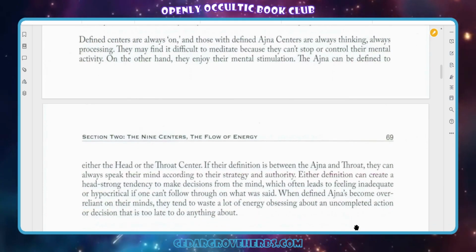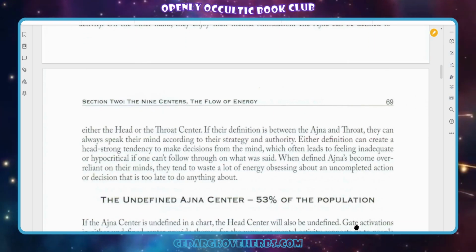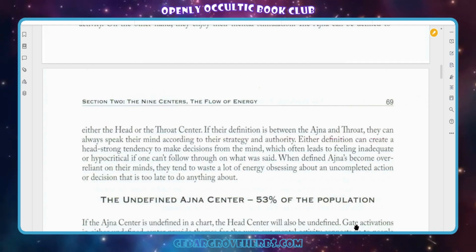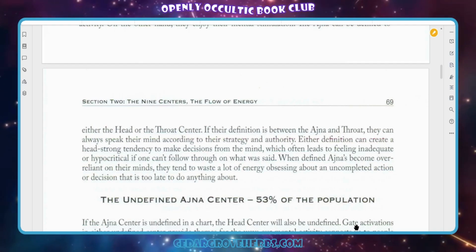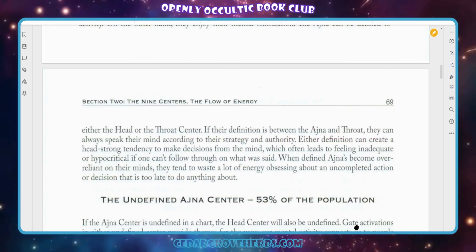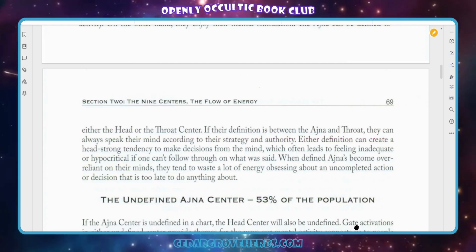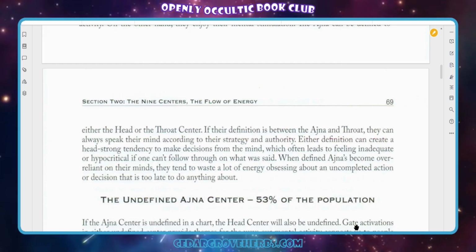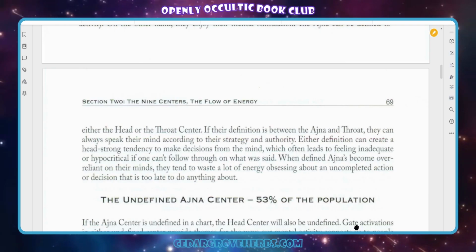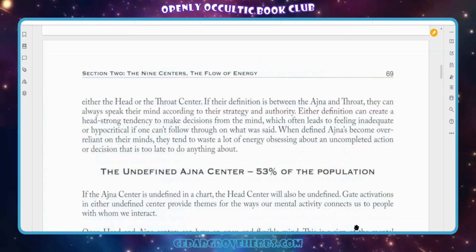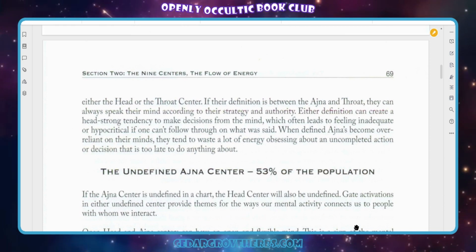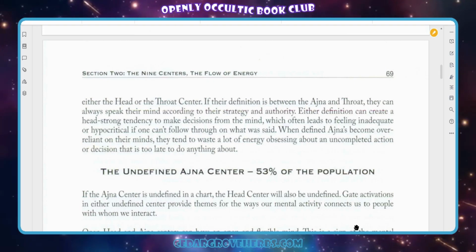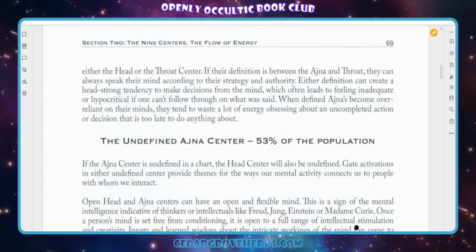The Ajna can be defined to either the head or the throat center. If their definition is between the Ajna and throat, they can always speak their mind according to their strategy and authority. Either definition can create a headstrong tendency to make decisions from the mind, which often leads to feeling inadequate or hypocritical if one can't follow through on what was said. When defined Ajnas become overreliant on their minds, they tend to waste a lot of energy obsessing about an uncompleted action or decision that is too late to do anything about.